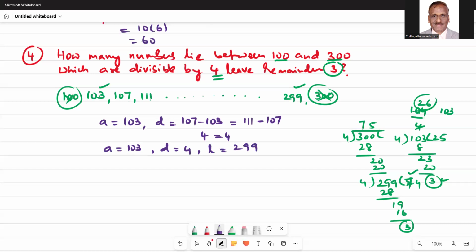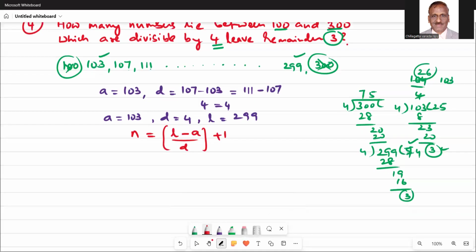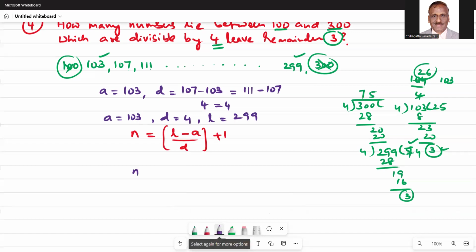I gave you just one formula now to find N. Directly you can apply that formula. N is equal to (L minus A) divided by D, plus 1. If you apply this formula, directly you will get how many terms there are from 103 to 299. So let me substitute this in the formula. N equals, what is L, sir? 299. A is 103. Divided by the common difference, 4. And plus 1.